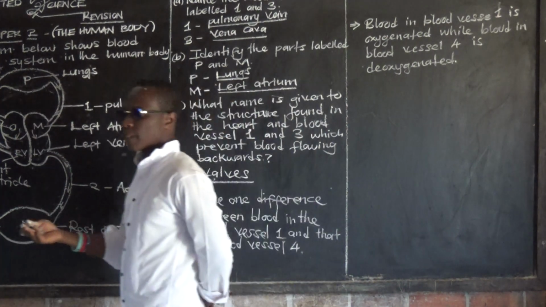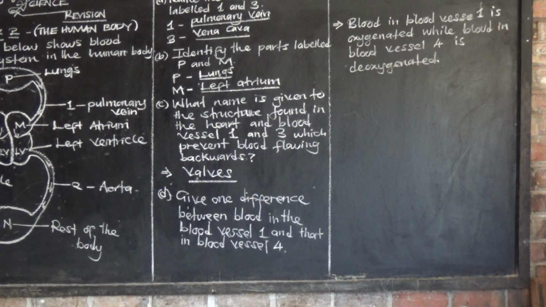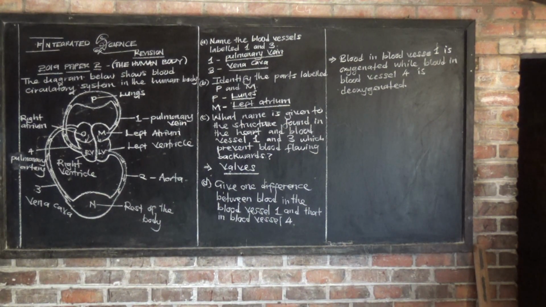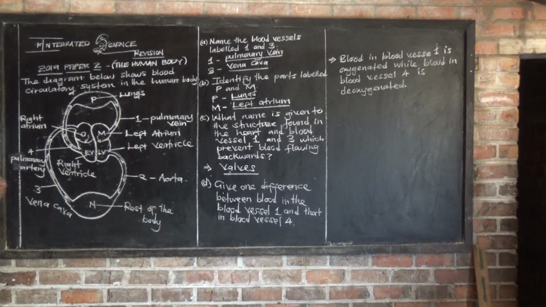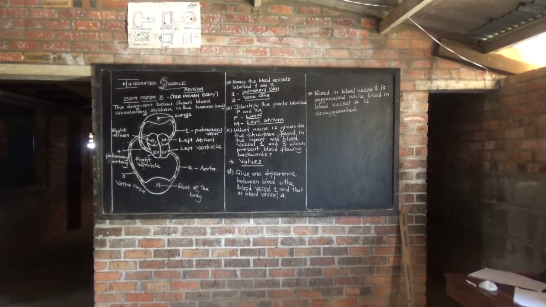Or otherwise, you can say blood in blood vessel 1 consists of high oxygen, or more oxygen, while blood in blood vessel 4 consists of low oxygen, or less oxygen. Are we moving together? Yes. So this marks the end of this question on the human body. Are we together, guys? Let's proceed.